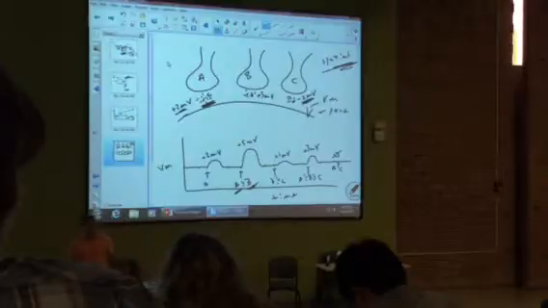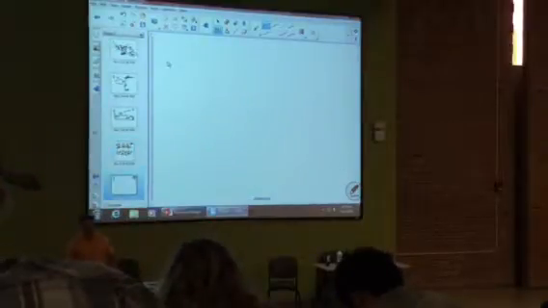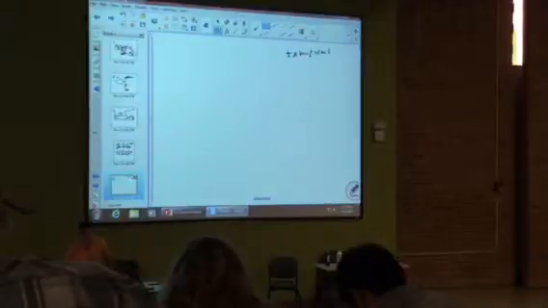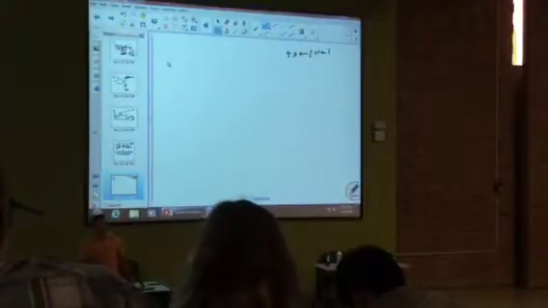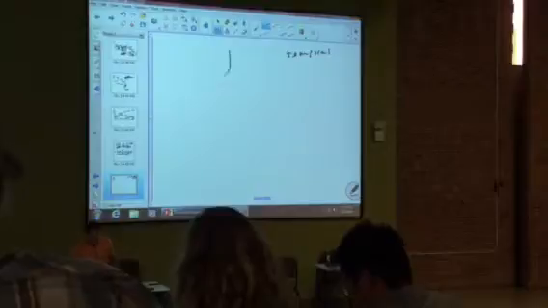So that's spatial summation. How about temporal summation? With temporal summation, we only have one synapse, but we can still summate. And I'm going to show you how.